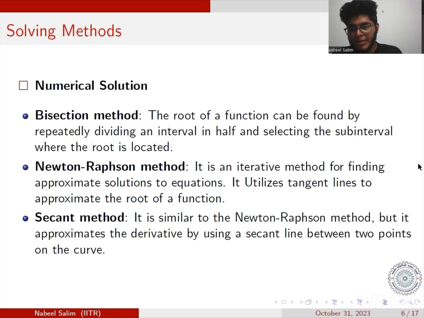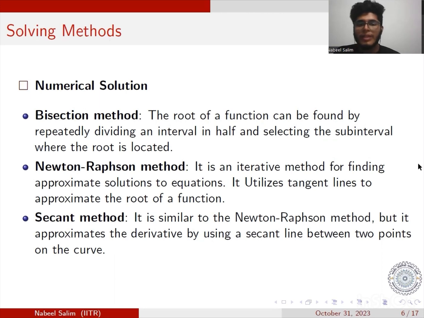So as the interval becomes smaller and smaller, you will eventually find the root of the equation. Now, in the case of the bisection method, the solution is a sure shot. If there exists a solution in the interval, then we can find at least one solution of the equation.